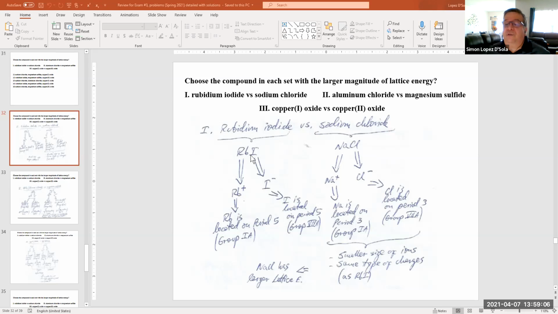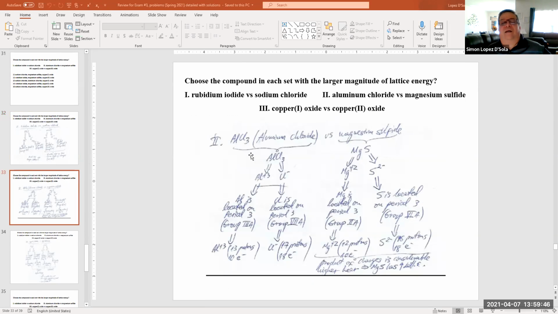And this is important because we need to consider Coulomb's law. Remember that Coulomb's law establishes that the lattice energy is directly proportional to the product of the charges. In this case, the charges are the same, so you cannot make any difference, divided by the distance between the ions. And because the chloride, the iodide, and the rubidium cation are huge, rubidium iodide will have a smaller lattice energy than sodium chloride.